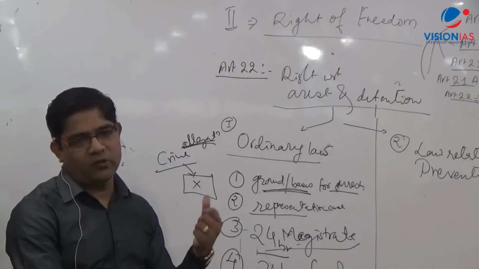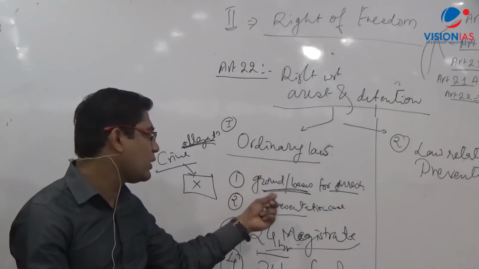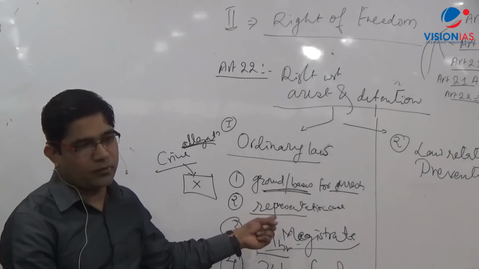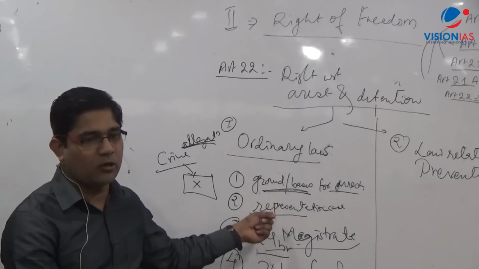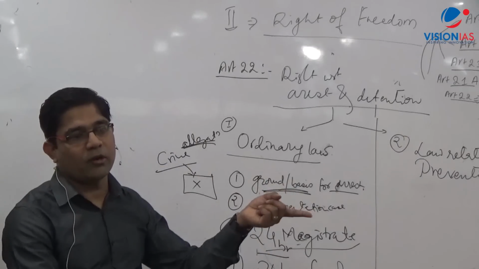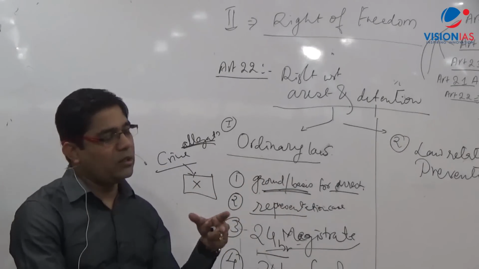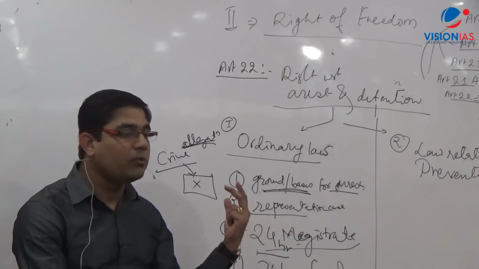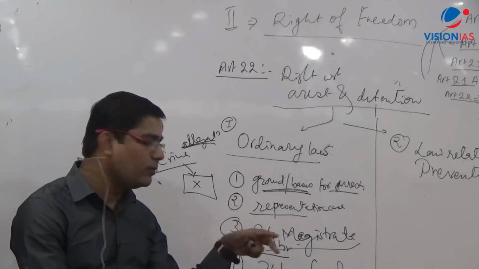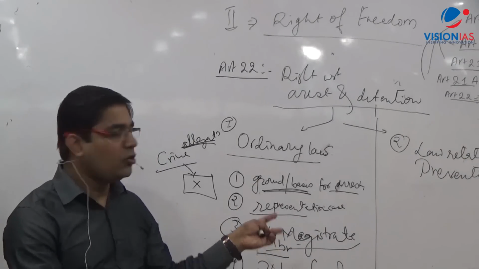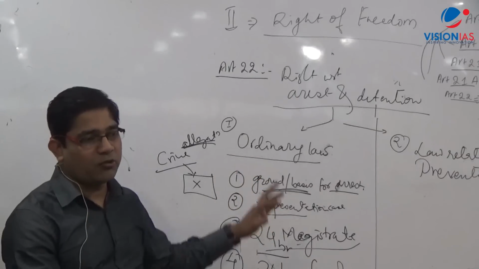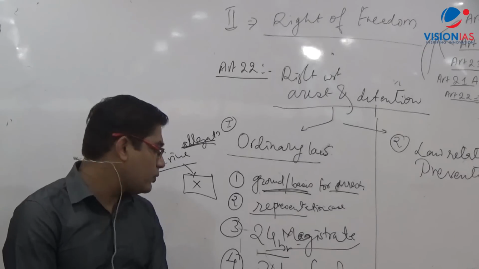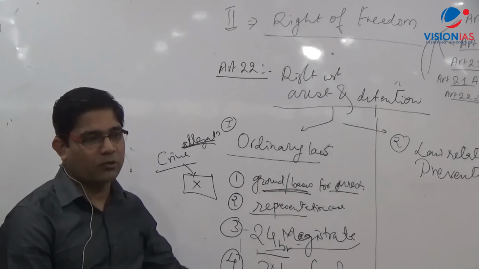So logically think, if you are arrested, you can ask for the grounds why you have been arrested. You will also be given a chance to present your case through a lawyer. You will be produced in front of the court within 24 hours. If the court does not find merit in continuing detention beyond 24 hours, you will be released within the 24 hours. Okay, so this is if you are charged under the ordinary law. I hope the points are clear. Nothing much to explain here.